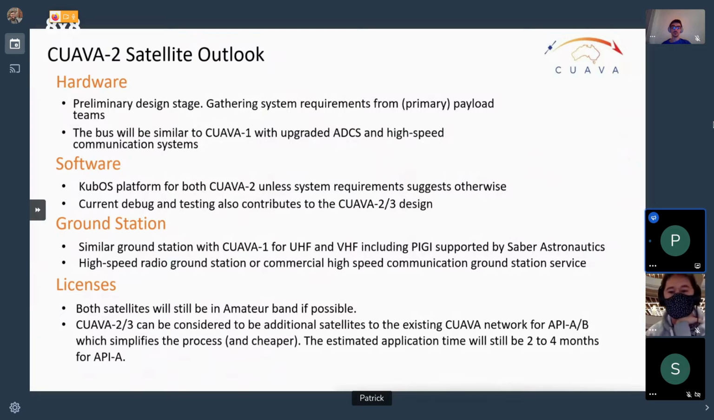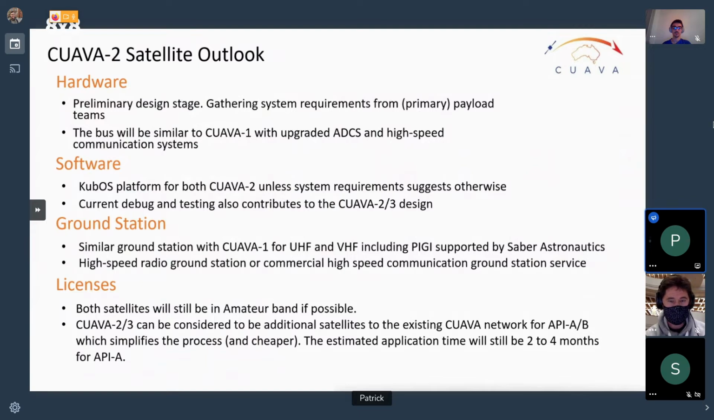And so all the testing and debugging that we've been running now to try to recover CUAVA-1 also helps already in the CUAVA-2 design, and maybe even the next satellites. The ground station is going to be the same as before as well. And for the high-speed ground station, we're going to go for some commercial AWS or something like this to work with those. Still, all our frequencies will be in the amateur band, so amateurs can listen to it.